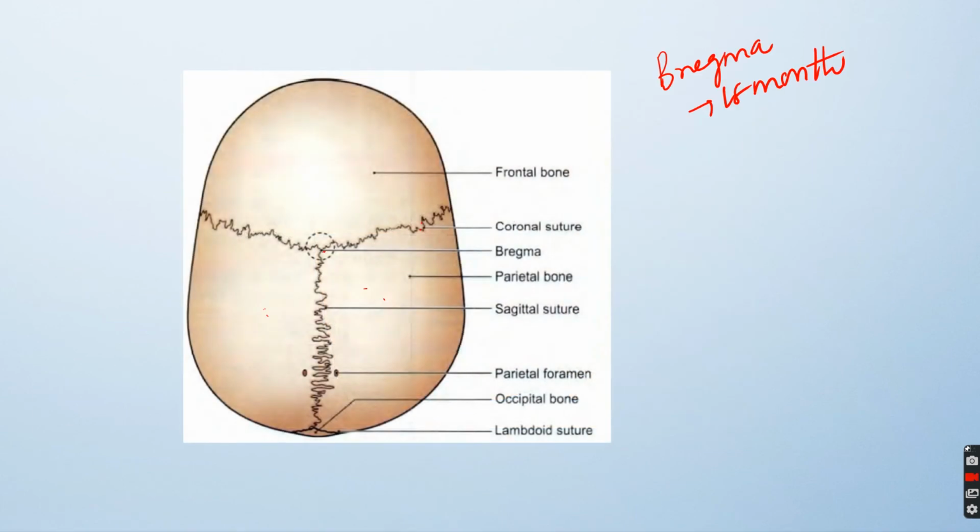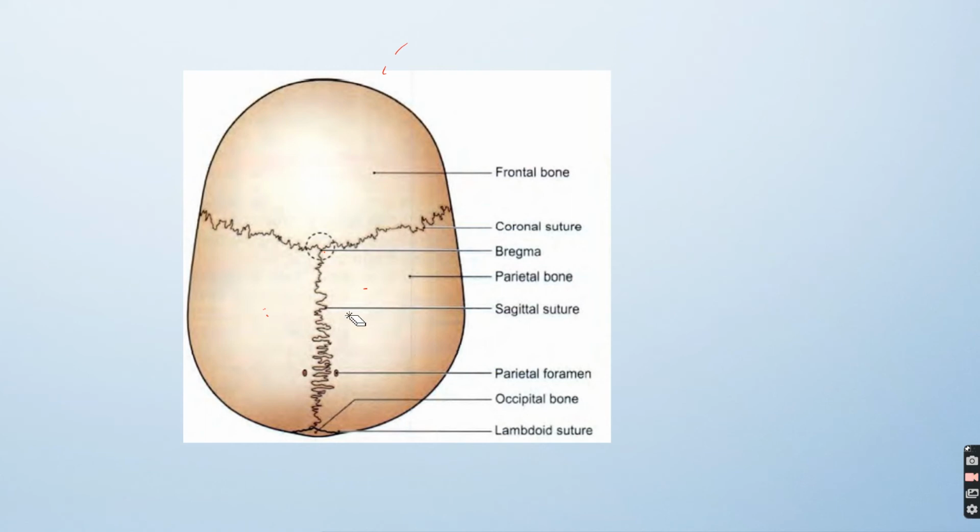Then you can see one more, the metopic suture, which is present in the frontal bone. It is seen in only about 3 to 8% of people, even in adulthood. That is mainly because it usually fuses at 2 to 3 months of age. That is the maximum age at which it will be present, and it will fuse after that.